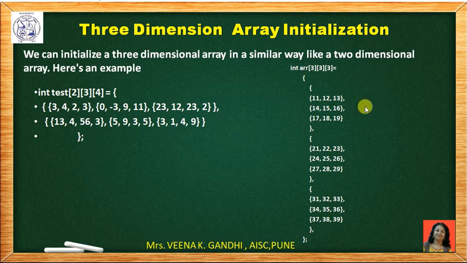Also, we can initialize a three-dimension array in matrix format. You can see here int array[3][3][3]. So here there are three sets or three tables, you can see first, second, and third, and each table has three rows and three columns. So you can initialize in tabular format or matrix format like this.